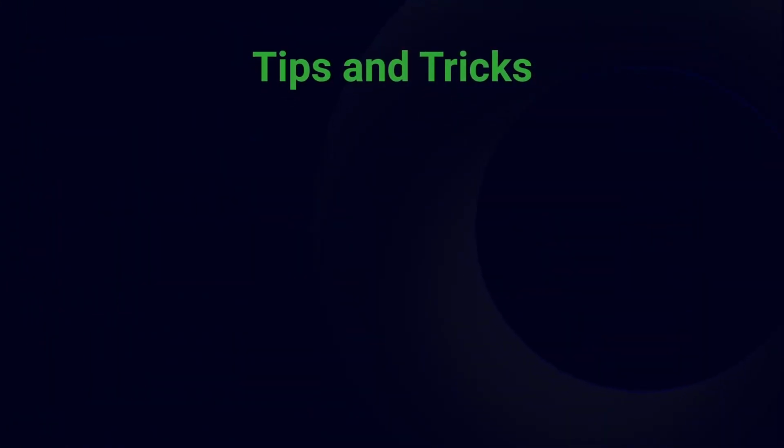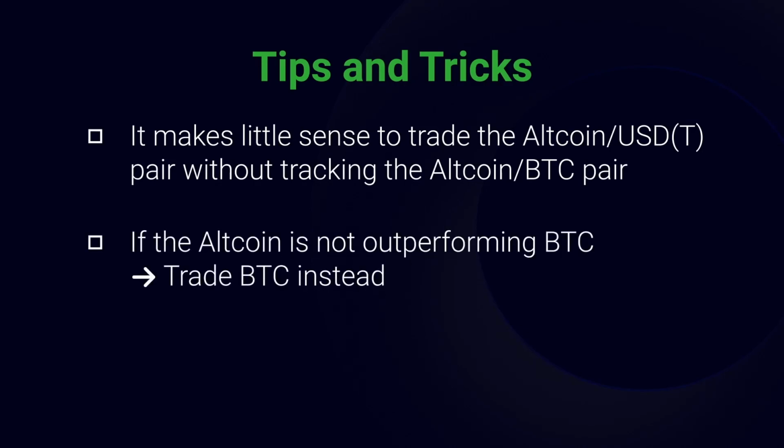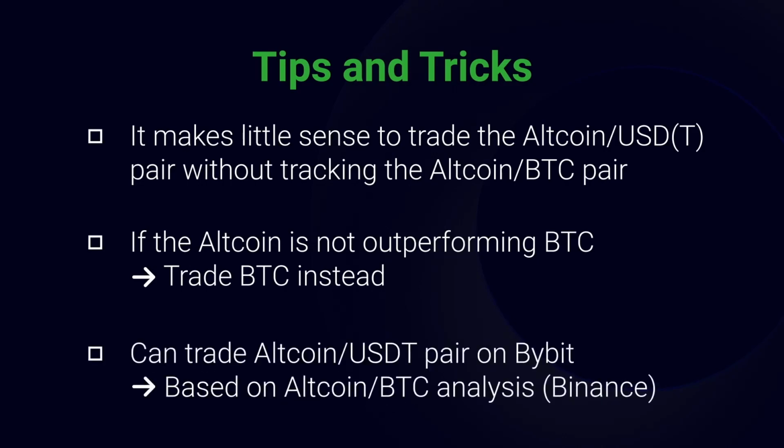Now let's go over some tips and tricks. It makes little sense to trade the altcoin USD or USDT pair without tracking the altcoin BTC pair. If the altcoin is not outperforming Bitcoin, then it is just better to trade BTC instead. You can trade the altcoin USDT pair on Bybit, but use the altcoin BTC analysis from the Binance chart.